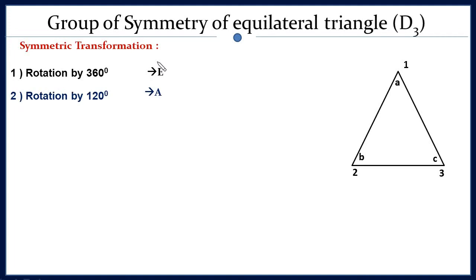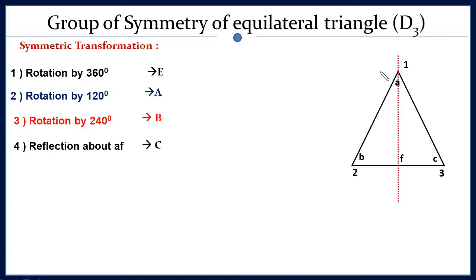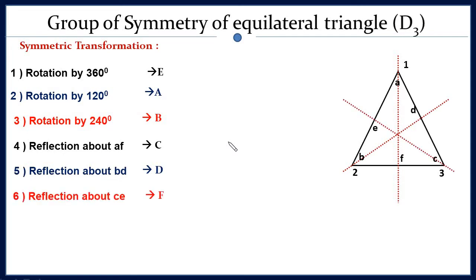In a similar way, rotation by 120 degrees will also leave your system invariant. Therefore, the rotation by 120 degrees is also a symmetric transformation. Mark it by symbol A. In a similar way, rotation by 240 degrees is also a symmetric transformation. Reflection about this axis, about this line, leaves your system invariant. Therefore, reflection about this line is also a symmetric transformation. Mark it by C. Similarly, reflection about BD, reflection about CE. All these 6 are symmetric transformations for this equilateral triangle.